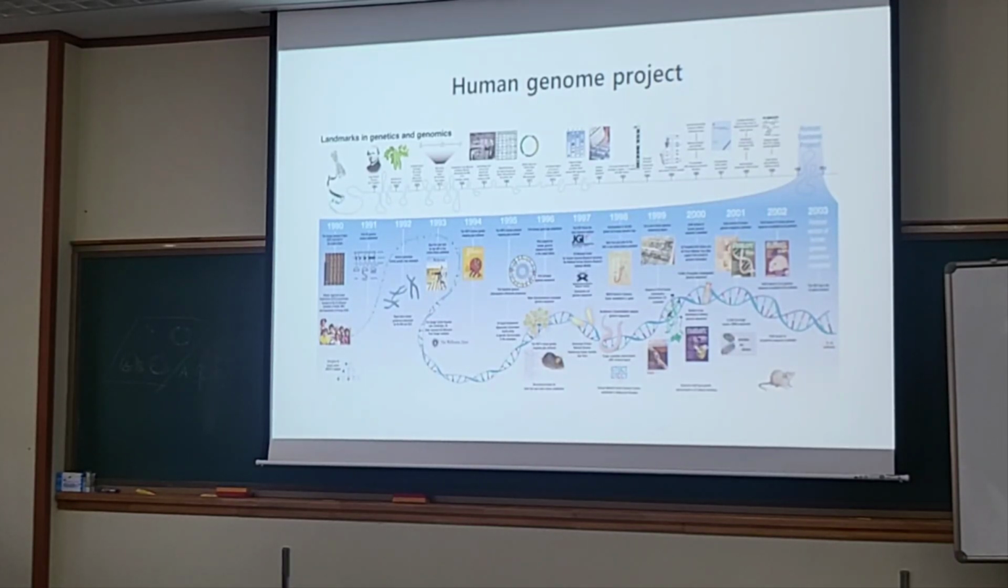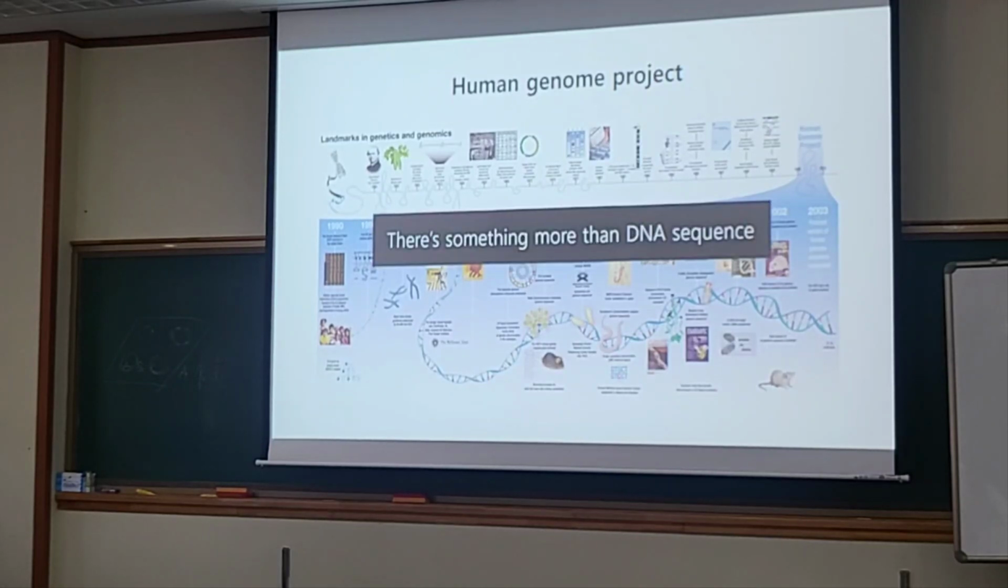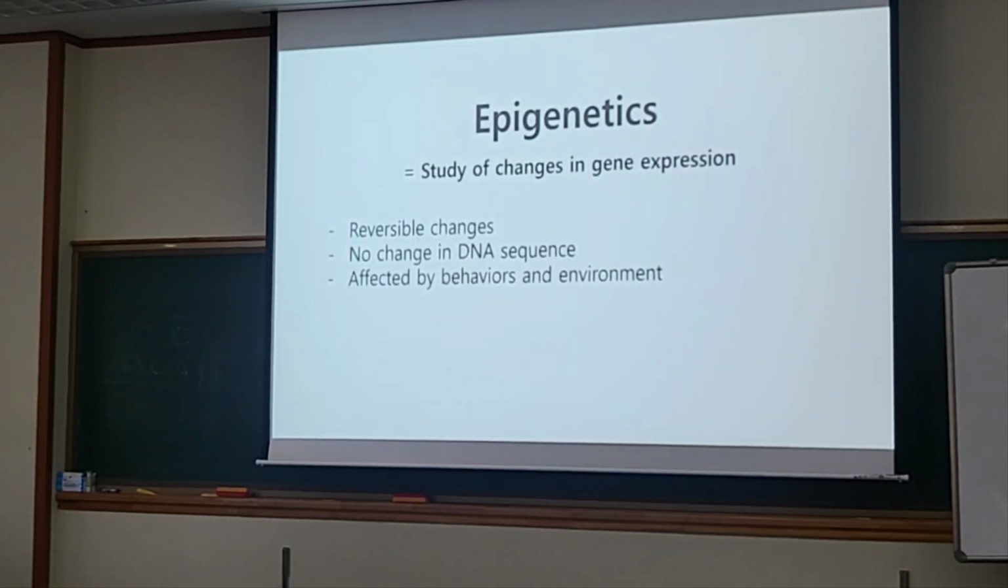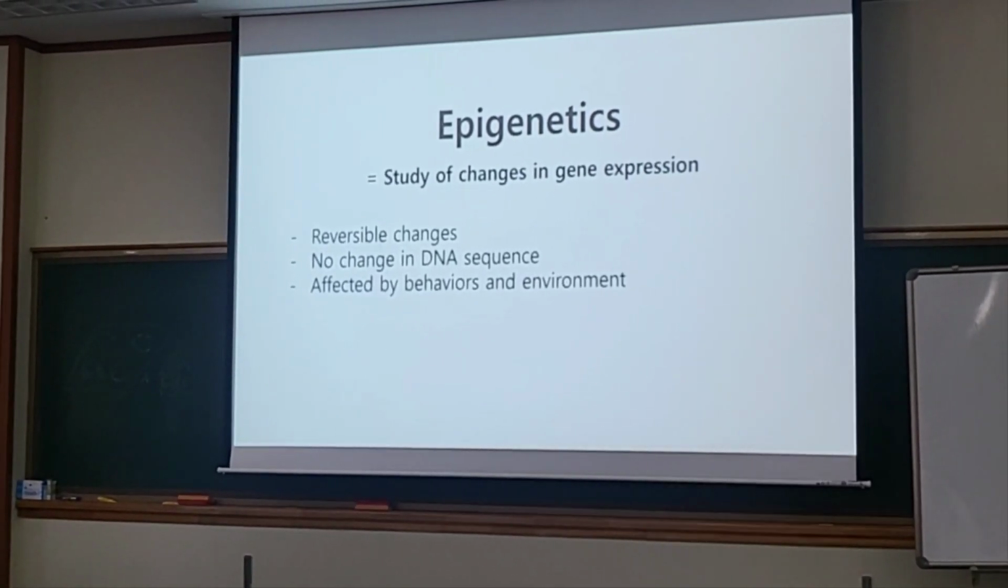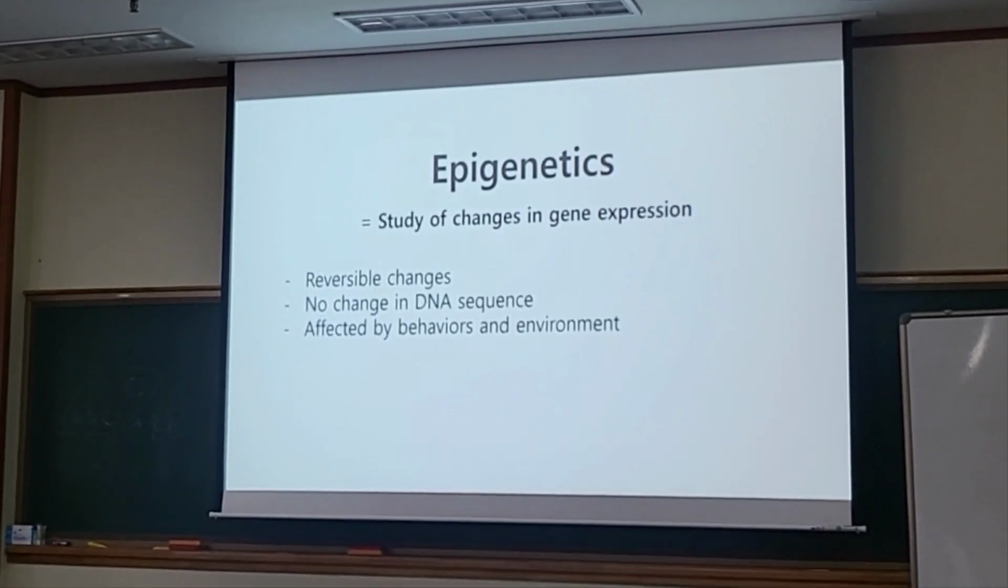It's because the sequence of our genes is important, but the expression of these genes is more directly connected to diseases. So, epigenetics is the study of changes in gene expression. These changes we talk about in epigenetics are reversible and do not change the DNA sequence. And they are affected by our behavior and the environment.